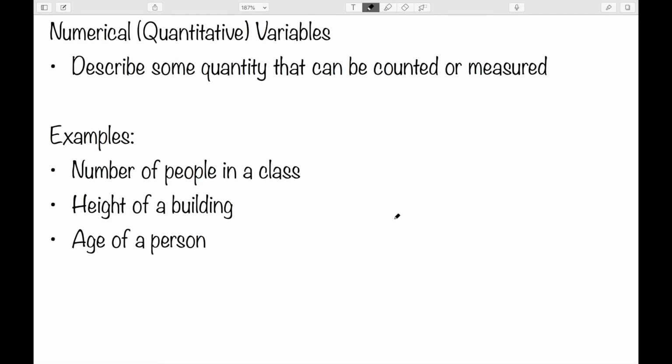It's also important to note that there are numbers such as a social security number or a credit card number that would not count as numerical variables since they're not counted or measured. Instead, things like credit card numbers and social security numbers would be considered a categorical or qualitative variable.